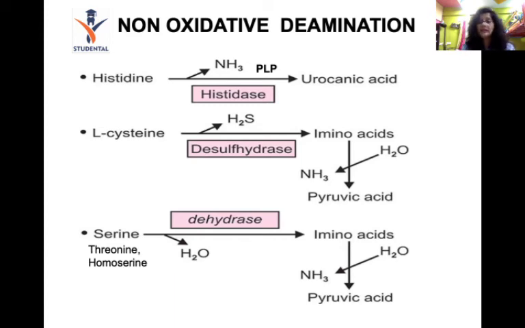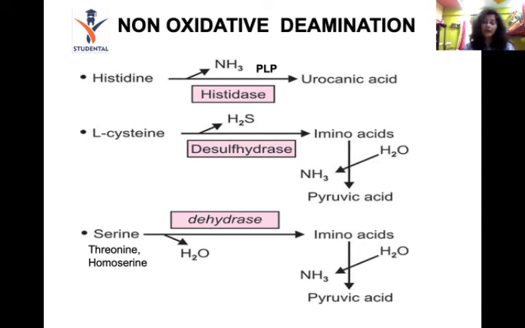Now, cysteine is a sulfur-containing amino acid. An enzyme which causes non-oxidative deamination of cysteine is known as desulfhydrase. So, in first step, this desulfhydrase removes H2S from the cysteine and converts it into the amino acid. Now, this amino acid can be easily deaminated to form the pyruvic acid.